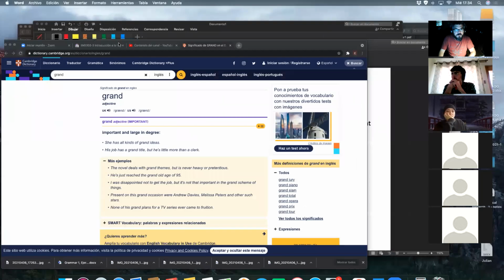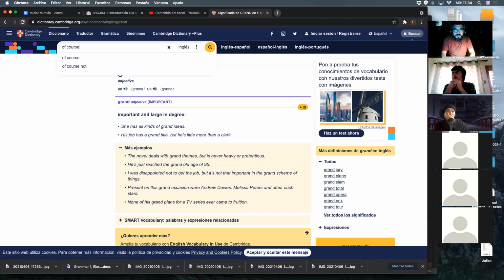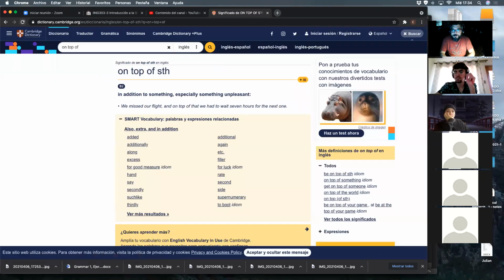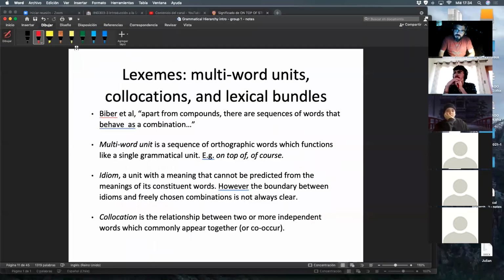In fact, if you look them up in a dictionary, I am quite sure you can find them as one single unit, right? Or, for example, on top of. So you can actually find them as a single unit. So multi-word units. Careful with multi-word units. They are different from idioms and they are different from collocations, right? Multi-word units, we can actually call them fixed phrases, right? They are like frozen phrases. So multi-word units or fixed phrases.